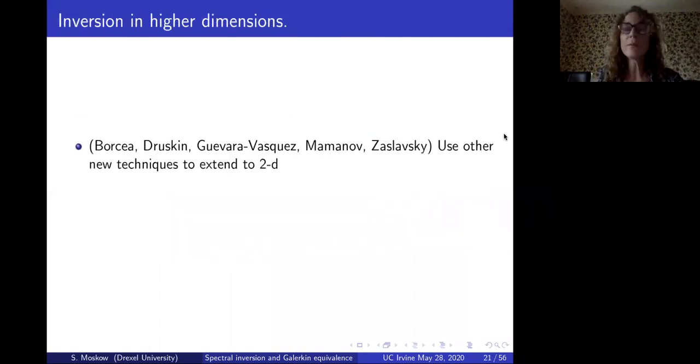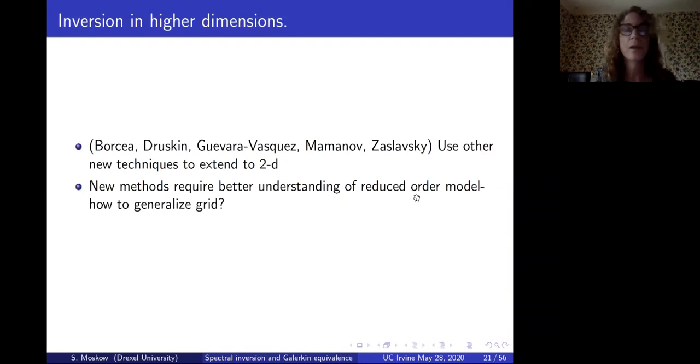But there was a difficulty overall in terms of using these difference techniques in higher dimensions, and that is that there's something very fundamentally one-dimensional about the finite difference grid. So how do we generalize the grid to higher dimensions?